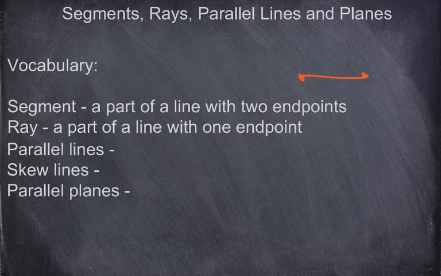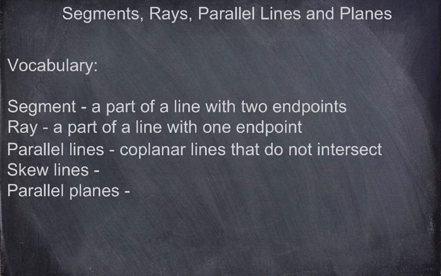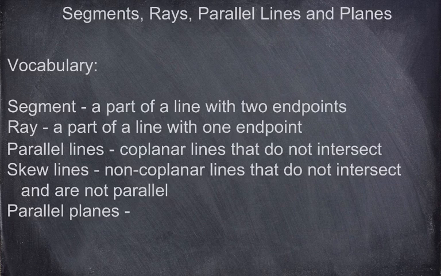Okay, now what are parallel lines? Parallel lines are coplanar lines that do not intersect. So the key also here is coplanar. So they have to be on the same plane and they do not intersect. That's what parallel lines are. Now most of, if not all of you, already knew that word, but the next one is a new word. It's called skew. What are skew lines? Skew lines are non-coplanar lines that do not intersect and are not parallel.